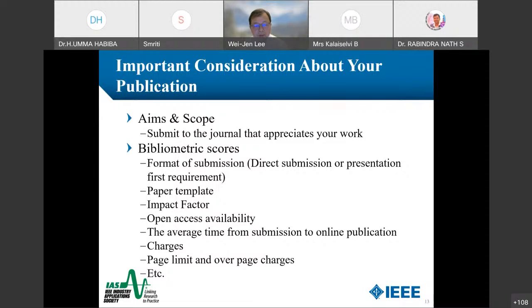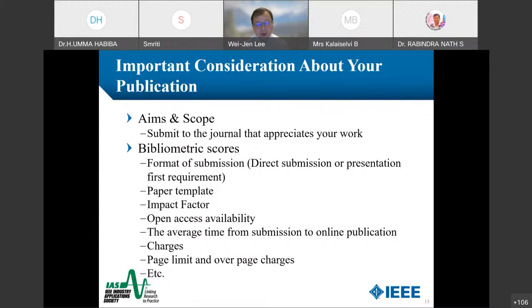And also currently there's a move to have so-called open access, so your publication is open access or it's pay-per-view. And then also you have to look at what is the average time from submission to online publication. As I have mentioned, it really depends on the journal. In the Industry Application Society, we like to have a timeline within 90 days for the first decision.